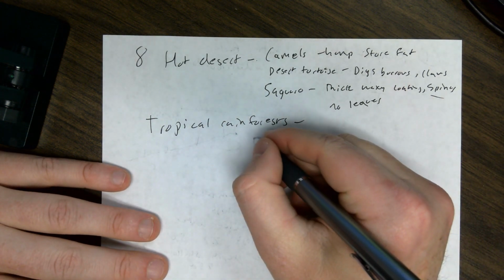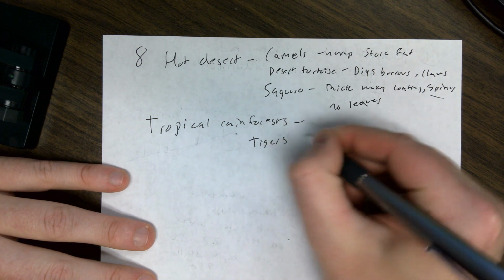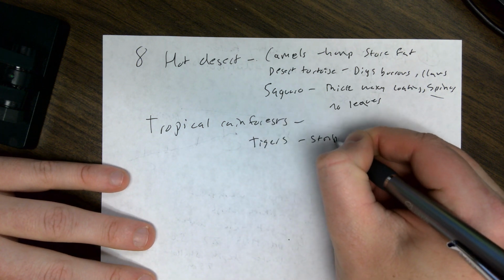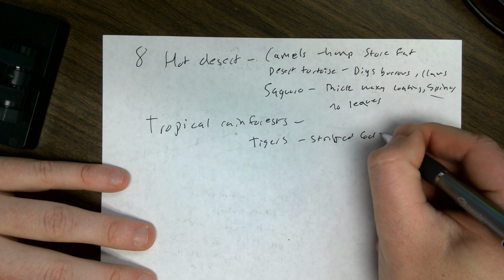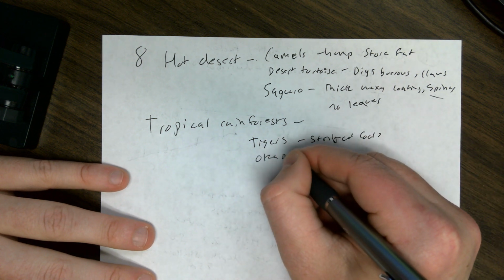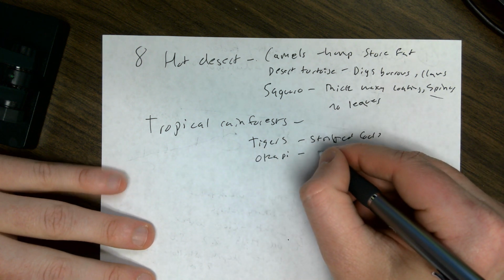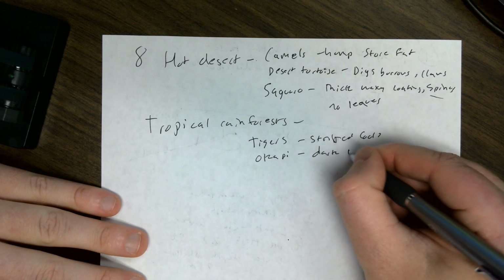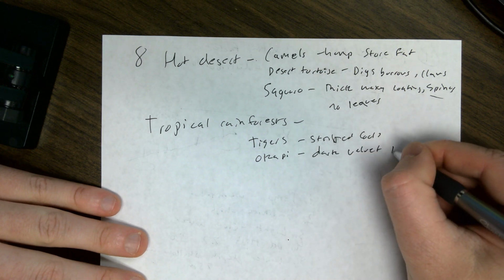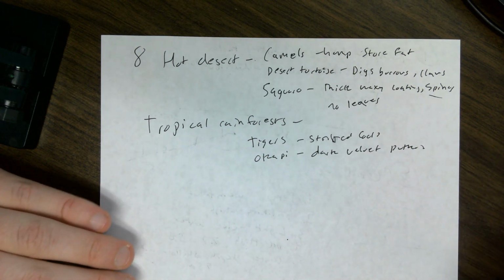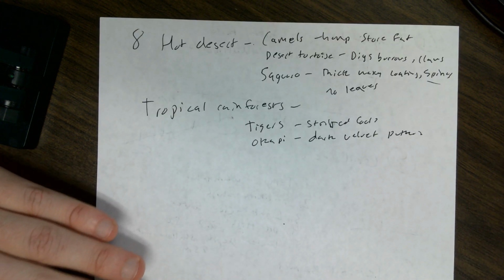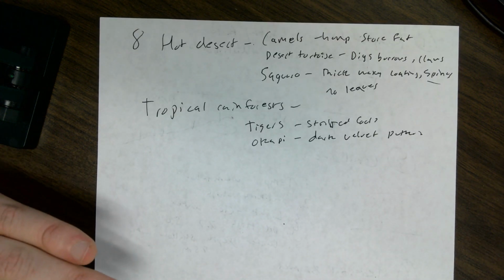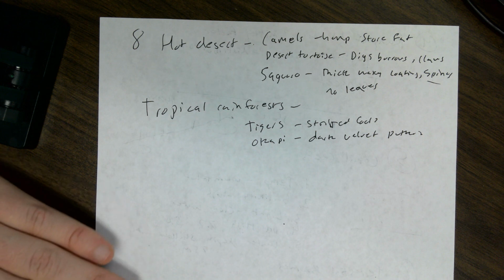In the tropical rainforest, I love tigers, so we'll talk about tigers, right? They have their striped coat to blend in with the patterns. We saw the okapi had its really dark velvet body to help blend in, as well as the stripes to break up the pattern. Clouded leopards are another great example. They've got that pattern that looks kind of like clouds or like leaves in a tree.